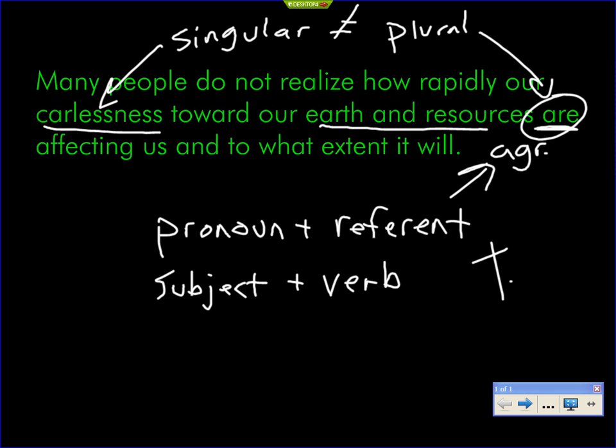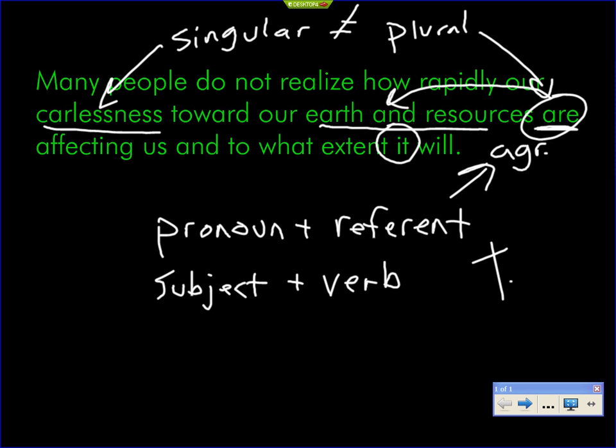By the way, do you notice that you realize that over here? Because you use it to replace carelessness. They, did you? You said it. So you knew that carelessness was singular when you talked about the it, but because this was so close to a conjunction, you thought it was plural. Okay? Does that make sense?